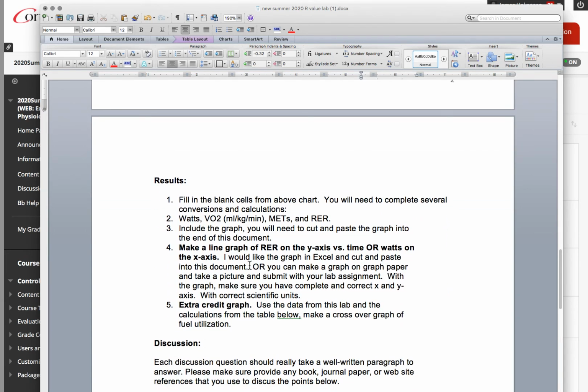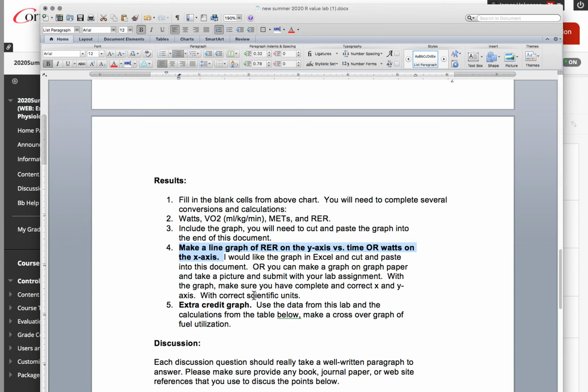And I would like you to make a line graph or maybe a scatter plot of the respiratory exchange ratio, the R value, on the y-axis, so the vertical line. And then you can decide, you can do it by time or you can do it by power in watts on the x-axis. And you'll just draw one line in there. And then that line would represent the R value at rest and at those 3 different exercise intensities. And we predict it's going to start off low, like around 0.7 or 0.75. And we predict this line is going to go up, approaching 1.0.